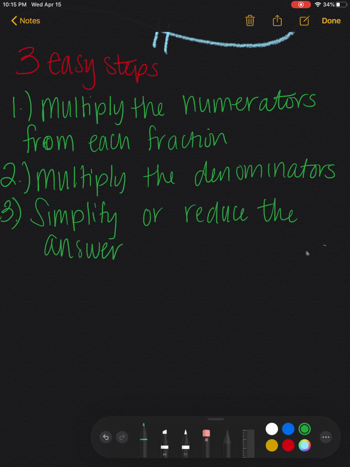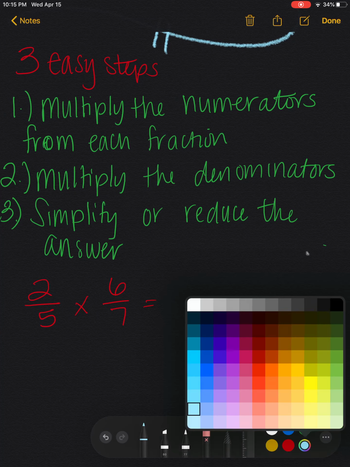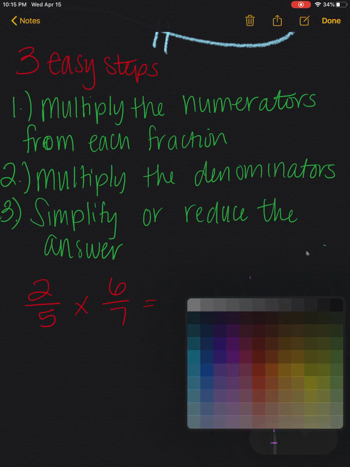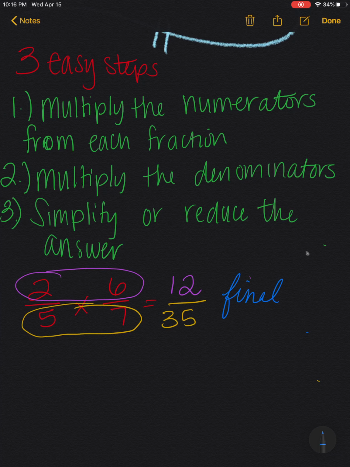So with that in mind, let's work on our first problem. So we have 2/5 times 6/7. So step 1 was to multiply the numerators, right? So 2 times 6 is equal to 12. Then we have 5 times 7, which is equal to 35. Can 12 over 35 be reduced? No. So this is the final answer.